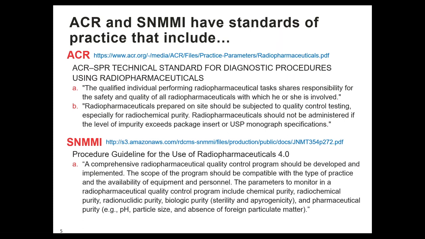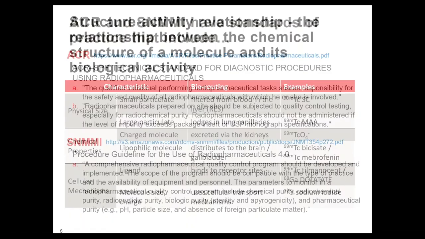SNMMI states in their procedure guideline for the use of radiopharmaceuticals that a comprehensive radiopharmaceutical quality control program should be developed and implemented. The scope of the program should be compatible with the type of practice and the availability of equipment and personnel. The parameters to monitor in a radiopharmaceutical quality control program include chemical purity, radionuclidic purity, biologic purity, and pharmaceutical purity. SNMMI's document is from 2007. Again, it is not new. So we have a trifecta here where the ACR, SNM, as well as USP 825 say that radiochemical purity testing should be a part of nuclear medicine practice.